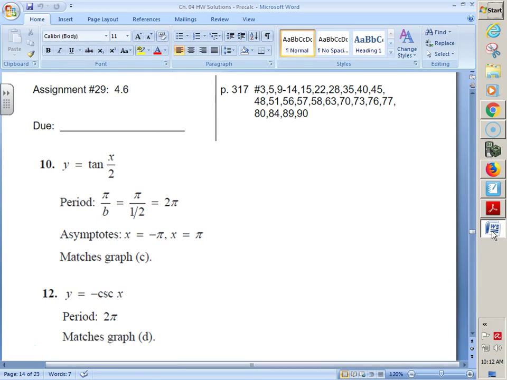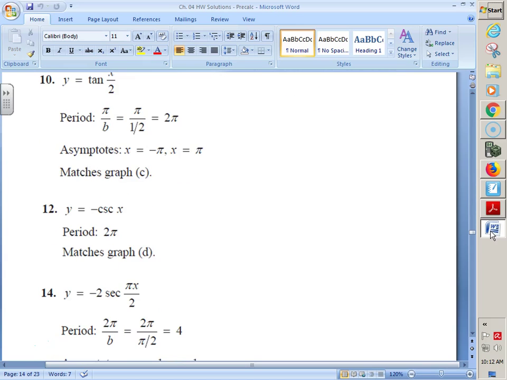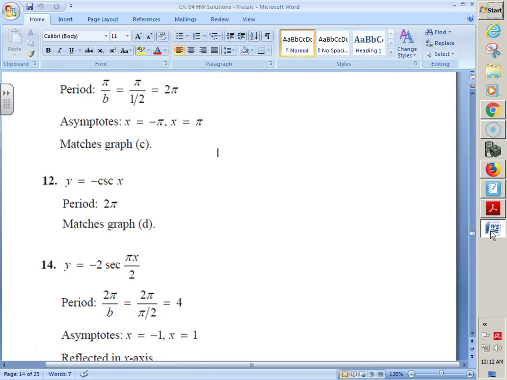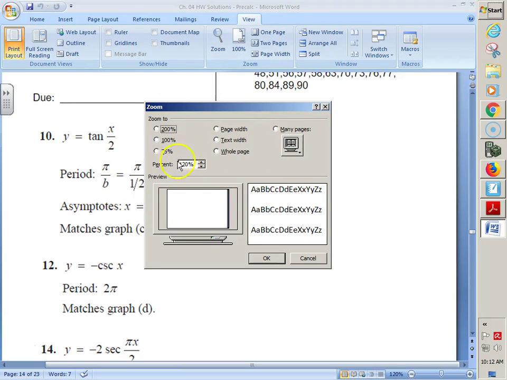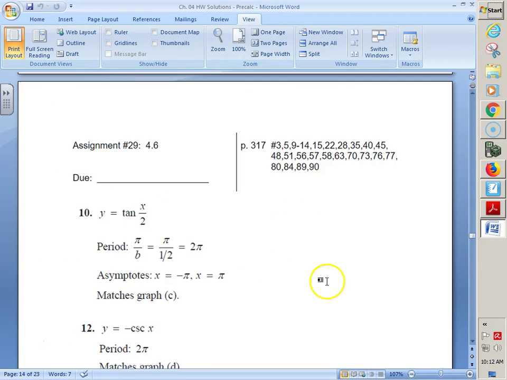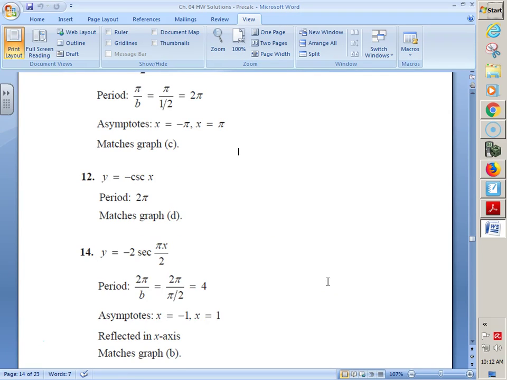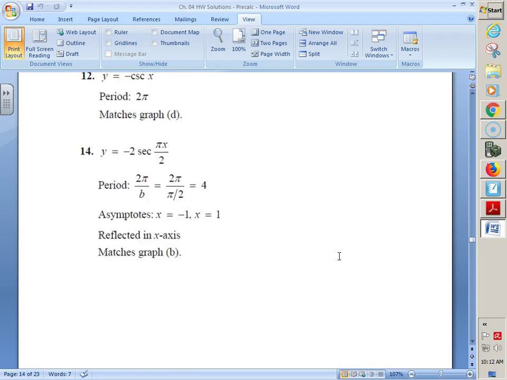It's good? Okay, cool. All right, guys, section 4.6, let's go see how you did on tangents, cotangents, secants, and cosecants. Starting with 10 and 12, and 14, which are all matching. Let me see if I can zoom out just a little bit so we can see all three at the same time. Number 10 ends up being C because of its period and amplitude. Number 12 ends up being D. Number 14 ends up being B. C and D and B.